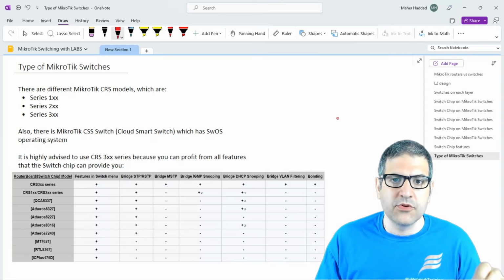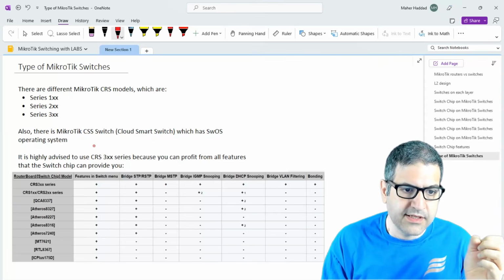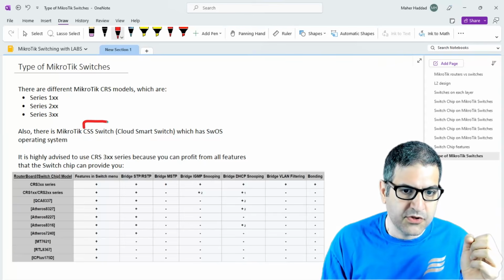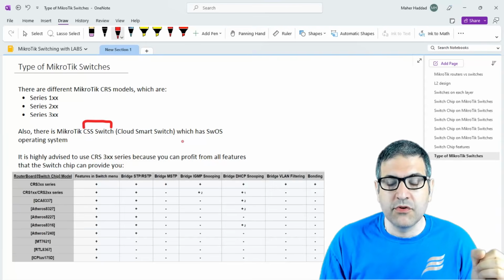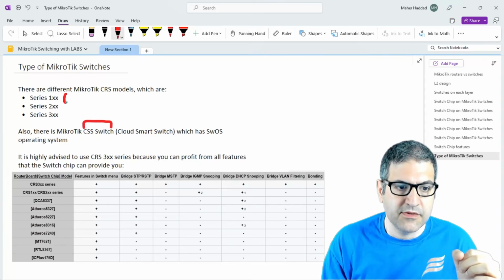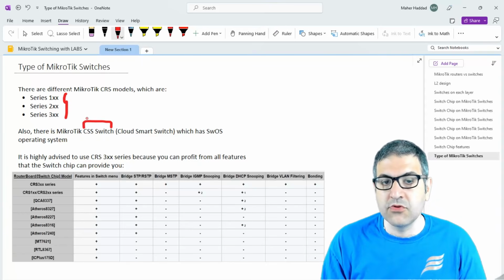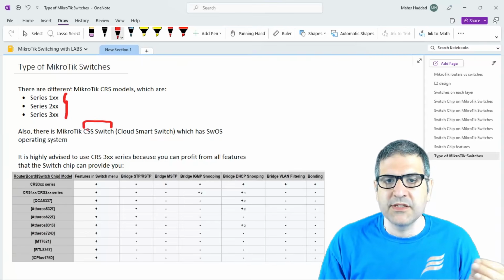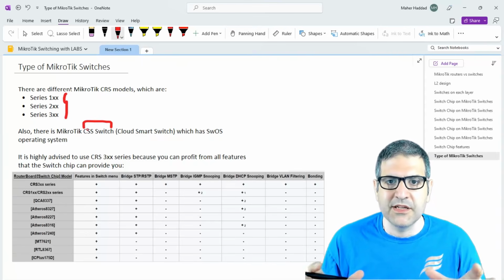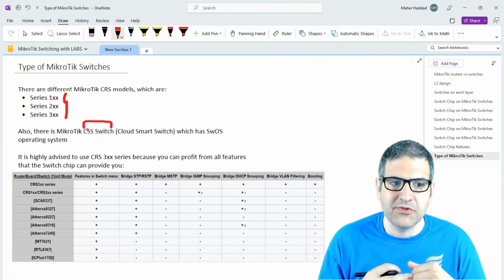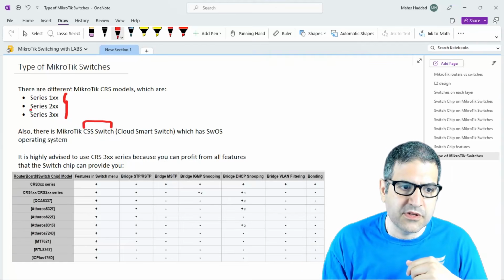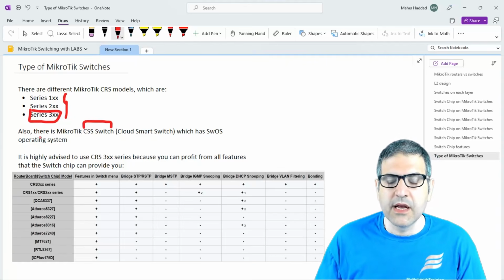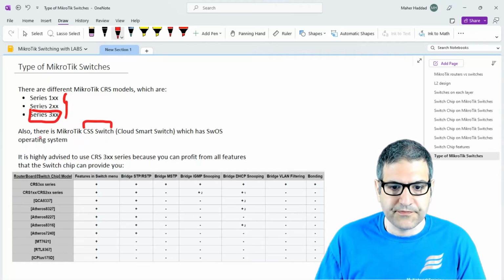Now there is also another type of switch. We call it the CSS, which is Cloud Smart Switch. You may have it also, but this one comes only with the SwitchOS operating system, while on those series here you can run the normal RouterOS. You can also run SwitchOS if you want. But SwitchOS is based on a web interface, and it's not as advanced as what you have on RouterOS. That's why I highly recommend that you use the 300 series switch with RouterOS, to be able to do the advanced jobs that you want to do on switching.